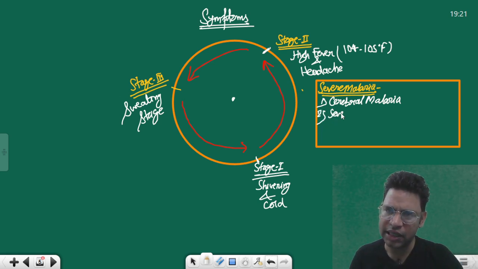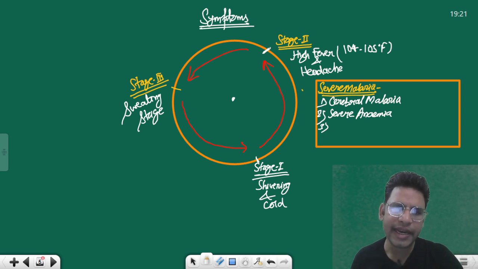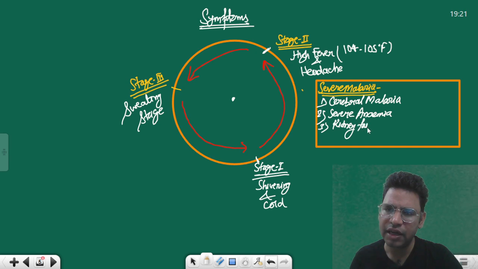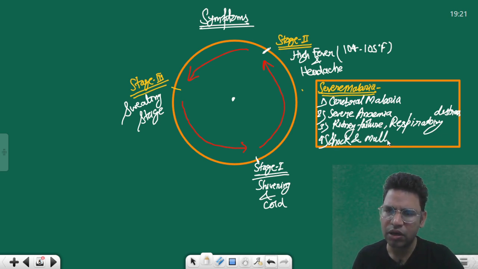Again, a severe form of severe anemia. Anemia is low RBC counts, low red blood cells. Kidney failure, respiratory disease. Once these symptoms arrive, the kidney cannot filter blood properly. It also causes respiratory distress, respiratory problems. Shock and, finally, multi-organ failure.